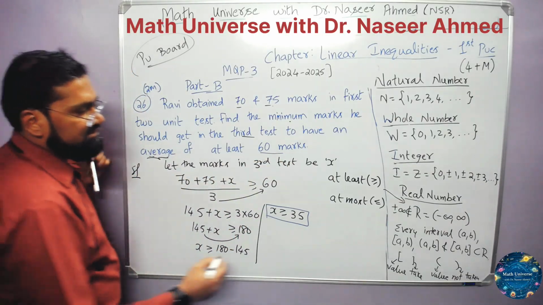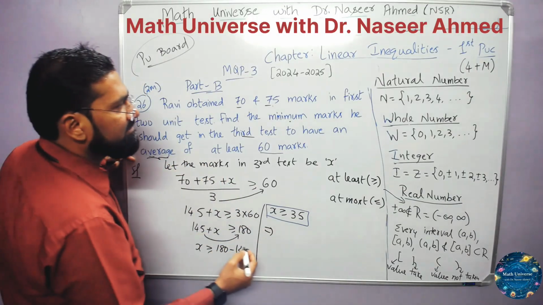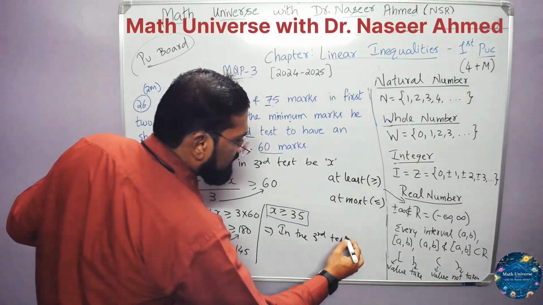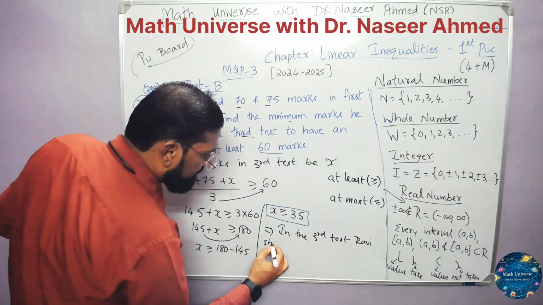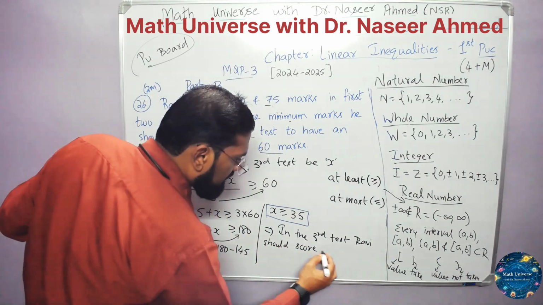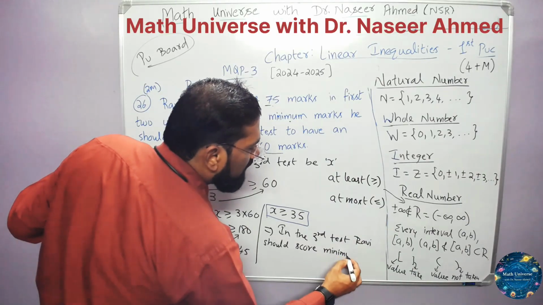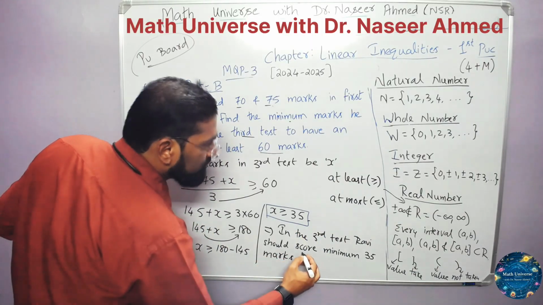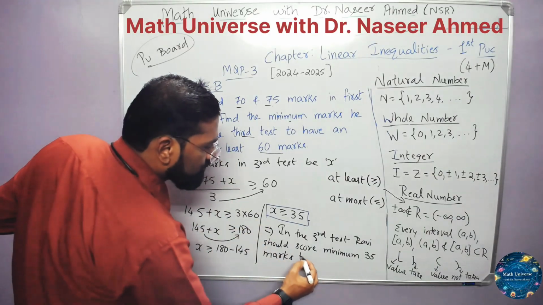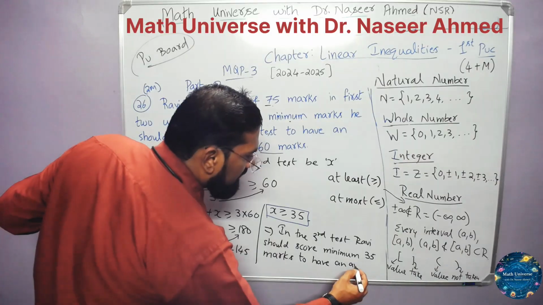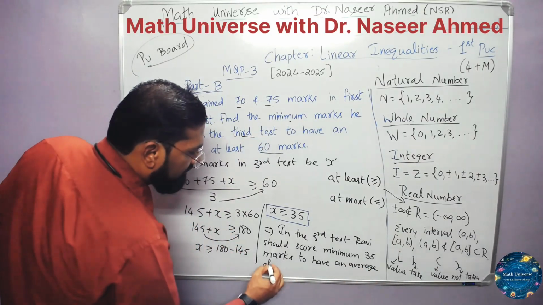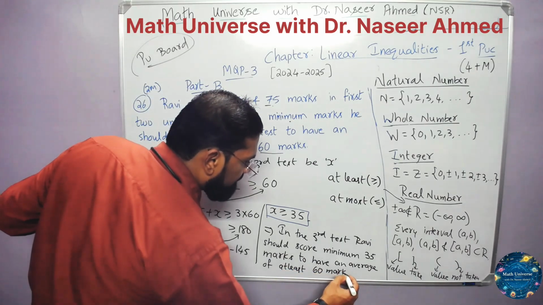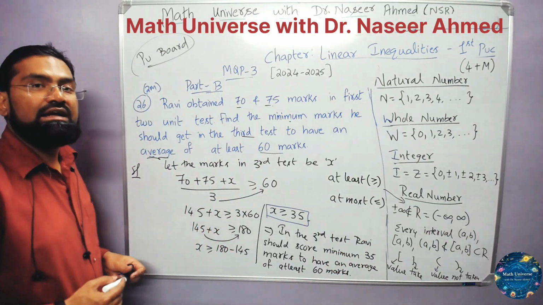Okay, 60 marks. This implies in the third test, Ravi should score a minimum of 35 marks to have an average of at least 60 marks. Okay, kindly make a note of this.